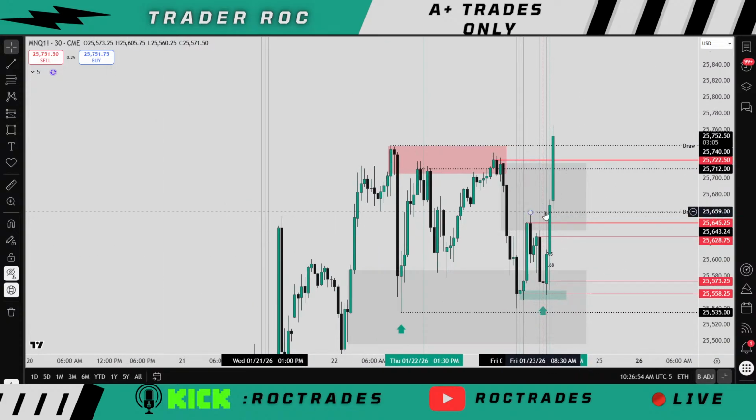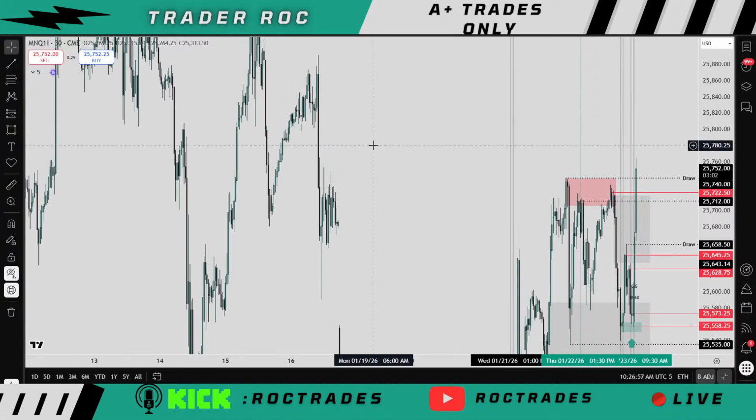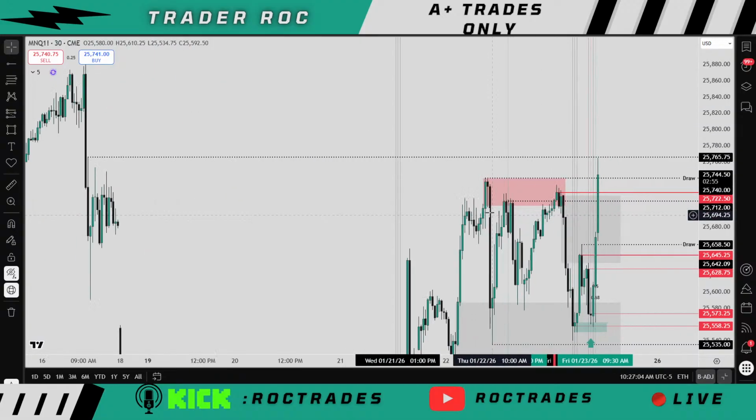If price closes above here with a nice 30-minute body, then naturally you start to say, all right, well, we're leaving behind these bullish fair value gaps. Price is probably going to push into another bearish area. So this will be the next draw if we can make it through there. Where's the next bearish area of interest?